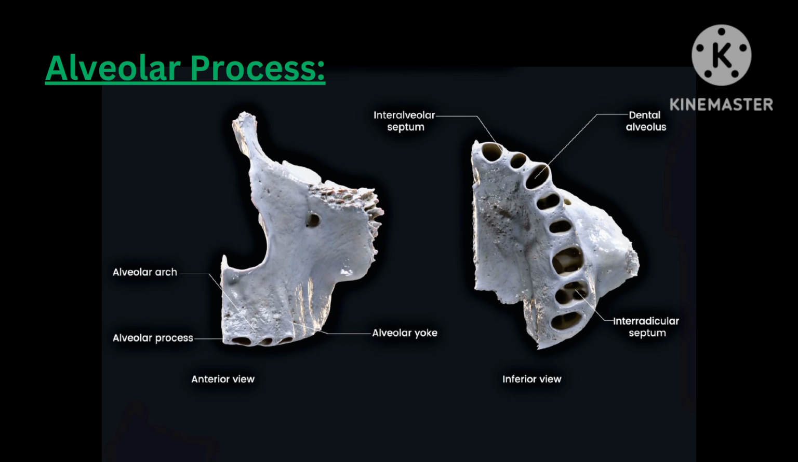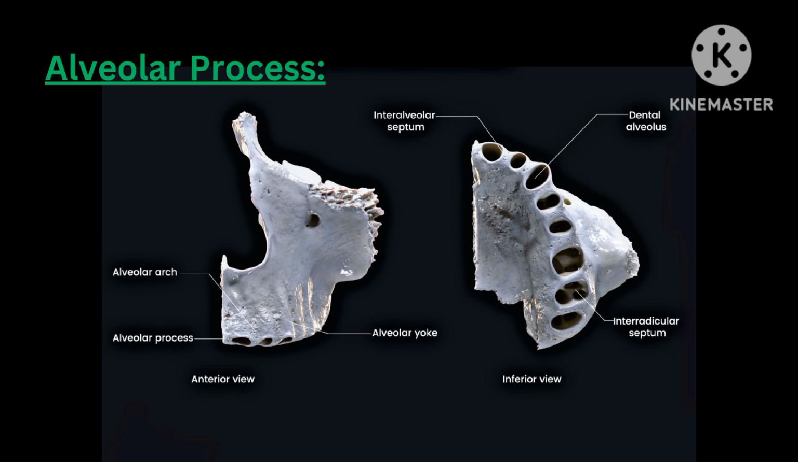The curved free margin of the alveolar process is called the alveolar arch. The alveolar arch of the maxilla, as the alveolar arch of the mandible, features the following structures. Dental alveoli. Interalveolar septa. Interradicular septa. Alveolar yokes. The dental alveoli are sockets in the alveolar process where the roots of the teeth lie.